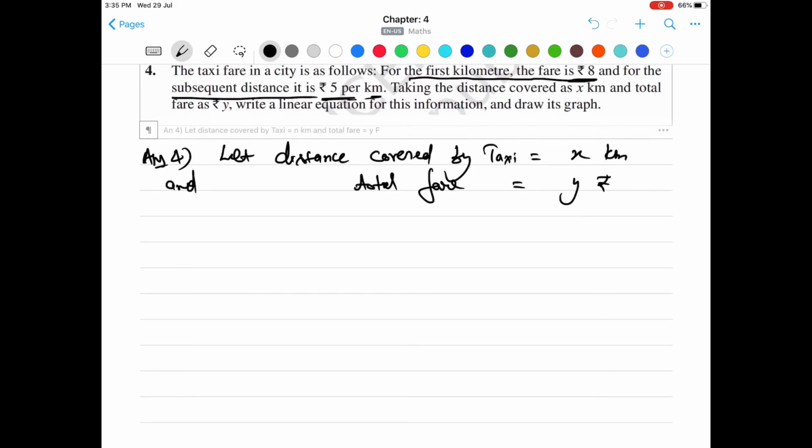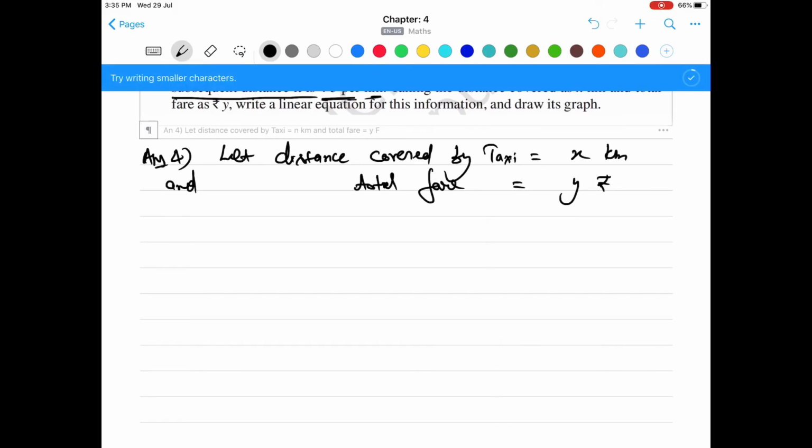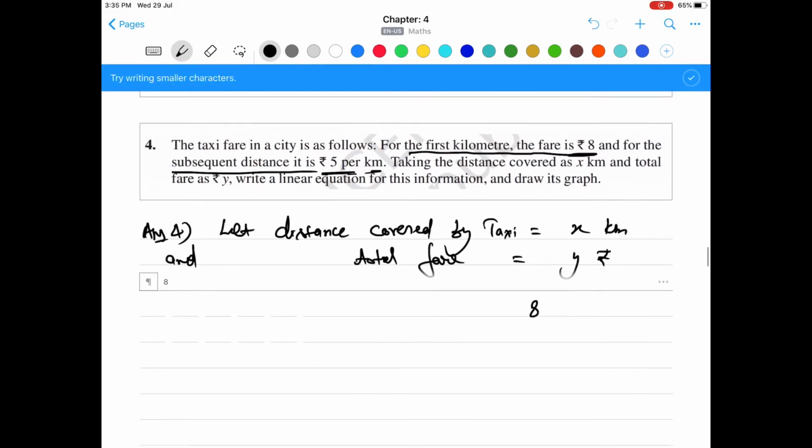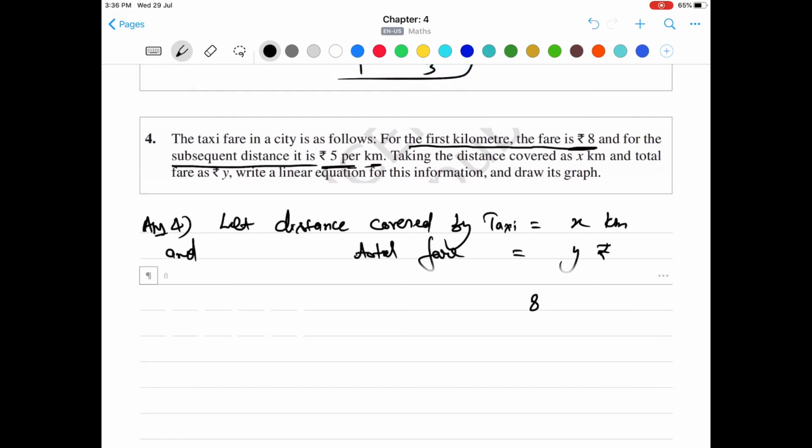Okay, so now based on this, what we are given here is the fare for the first kilometer, now listen to this carefully. It says the fare of the first kilometer is 8 rupees and it is 5 rupees for each subsequent kilometer. That means if a person takes a taxi to reach a place at a distance of 3 kilometers, for the first kilometer he will pay 8 rupees, then for the next 2 kilometers he will pay 5 and 5, so his total is 18 rupees.